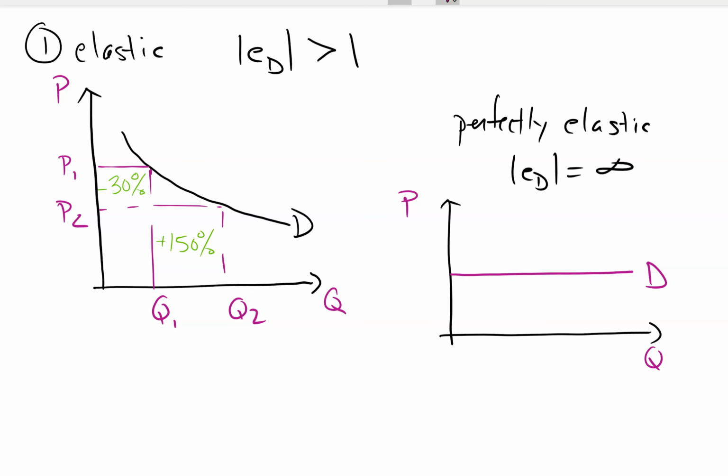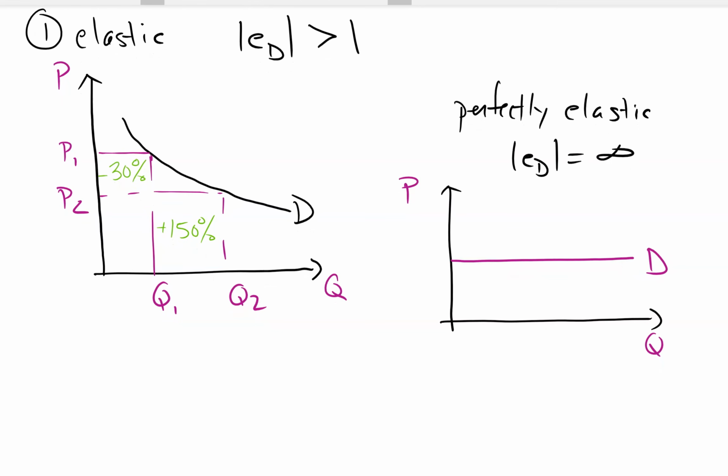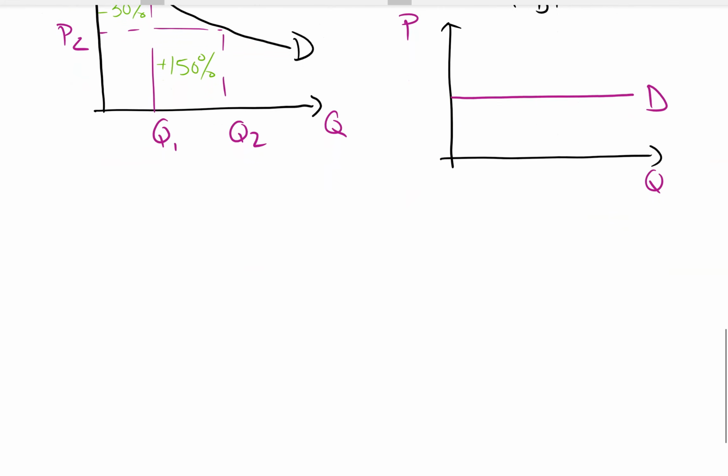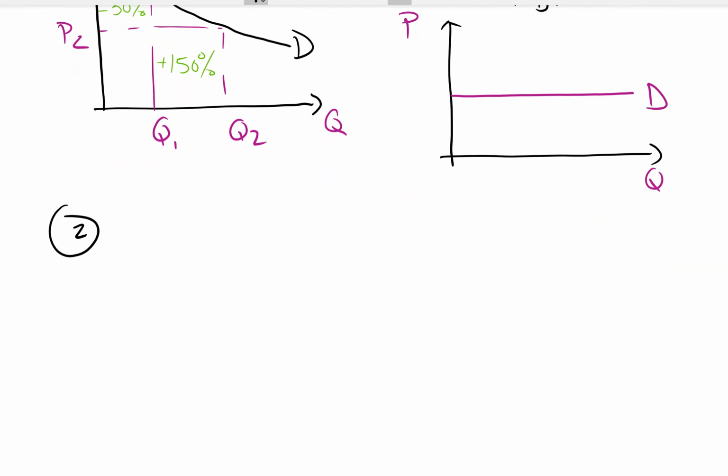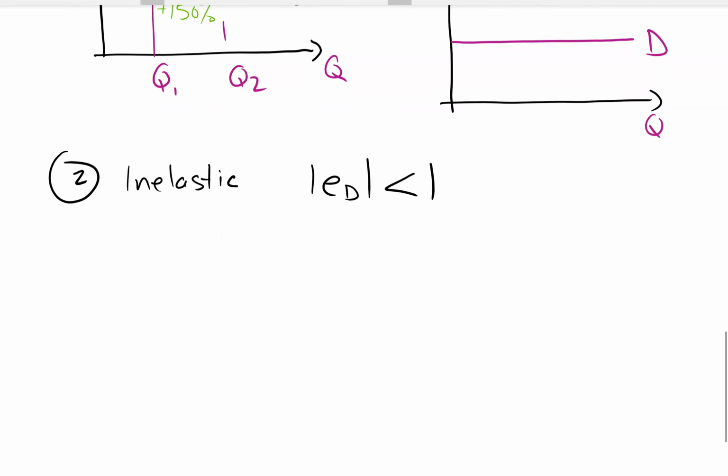Now, this is not totally realistic, but it's always good to set the two extremes of something, so then you can compare relative to that. Okay, so these are both elastic. So elastic, the change in quantity is relatively large in percentage terms compared to the change in price. Okay, so the opposite case, inelastic. So inelastic is when, if you take the absolute value, get rid of the negative sign, then our elasticity of demand is less than 1.